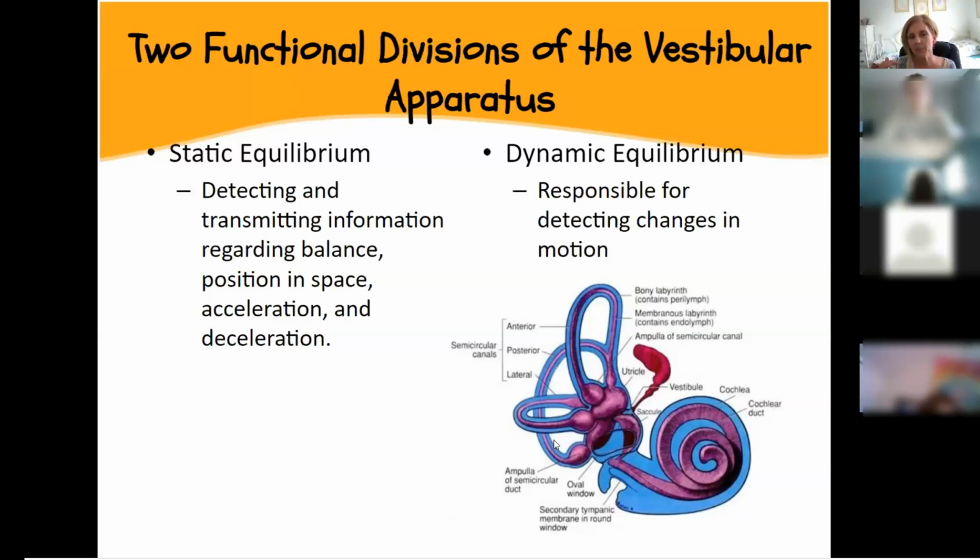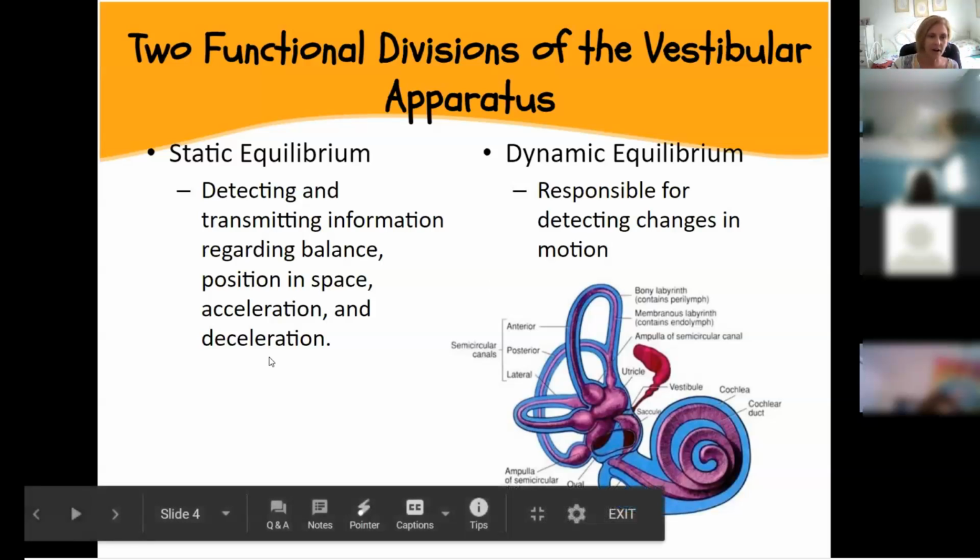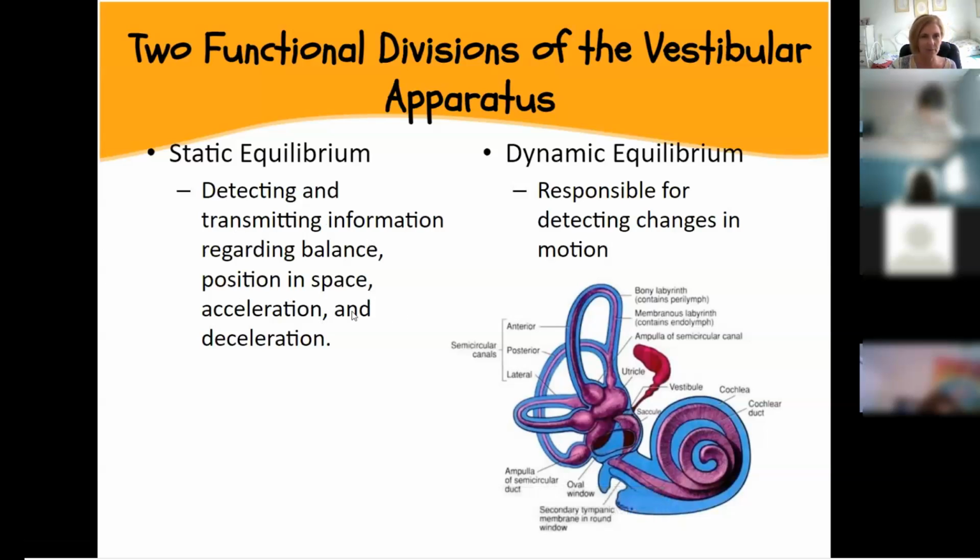So if you were neutrally buoyant and you were deep in the ocean, you don't have a point of reference for where the ground is. If you're deep in the ocean, you can't see the bottom and you can't see the top. So how does our body know which way is up and which way is down if we don't have a visual point of reference? And that's where we need our static equilibrium to help us out. Dynamic equilibrium, that's more of your roller coasters and merry-go-rounds and things like that, responding to and detecting changes in your motion.